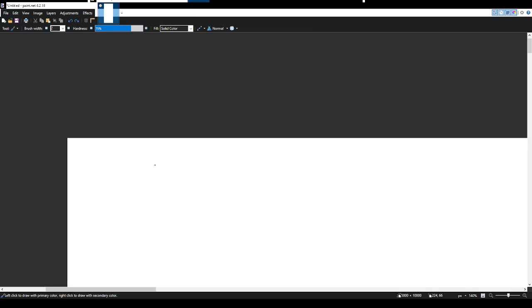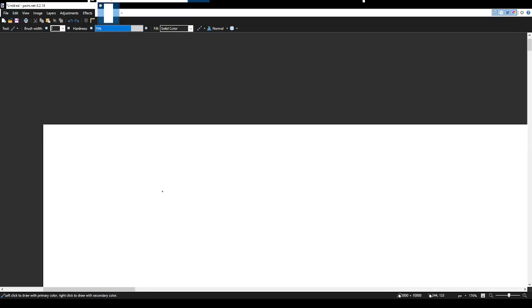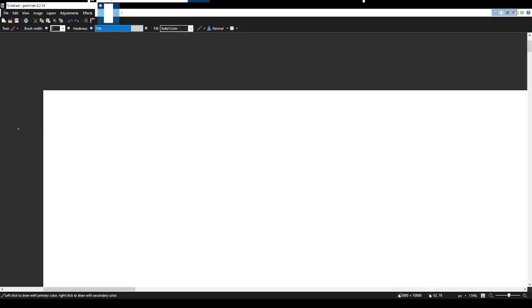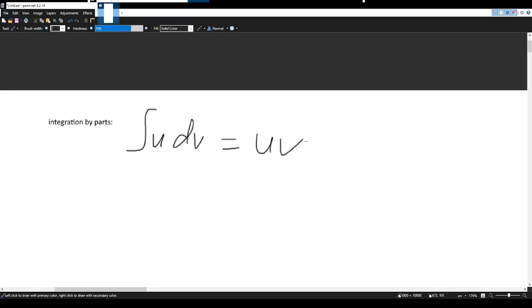So today we're going to be covering integration by parts, which is a very useful technique for doing integrals. And it starts off basically with a formula. I'm not going to derive the formula because I don't know how and I don't really care. But this is integration by parts. So the formula is the integral of u dv equals uv minus the integral of v du.